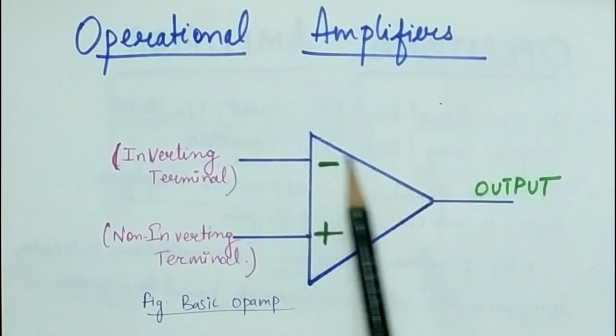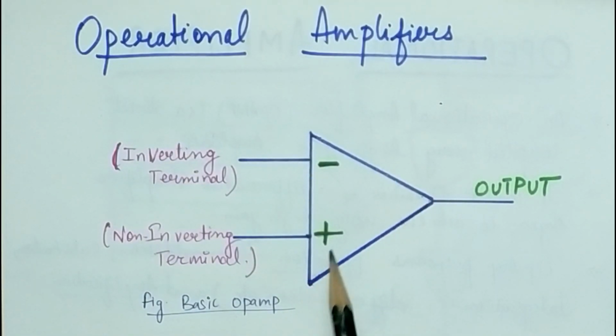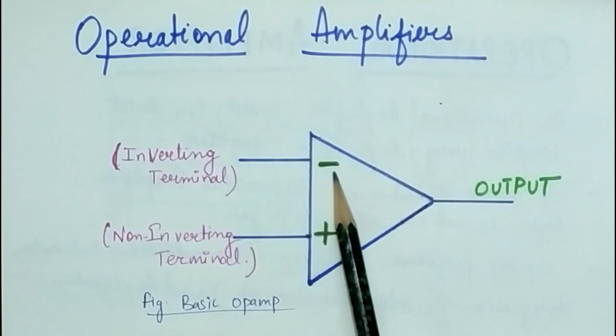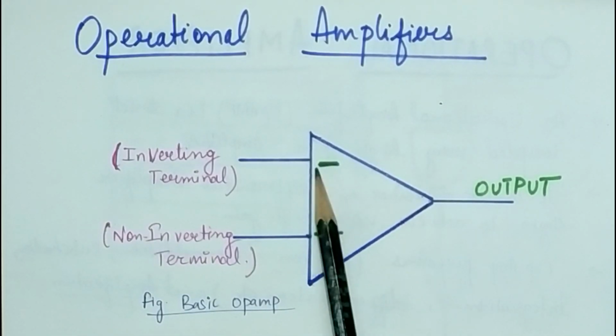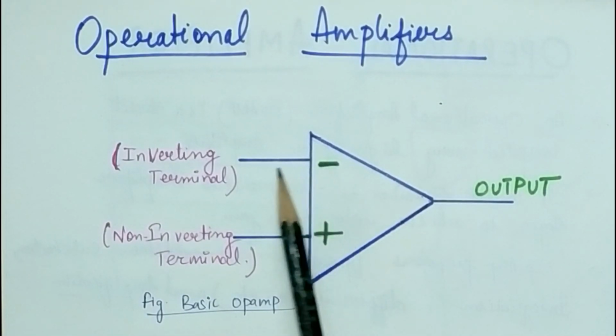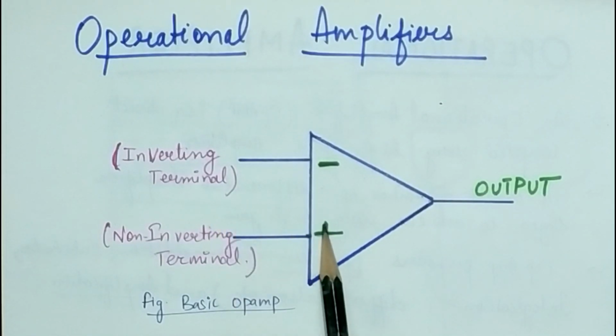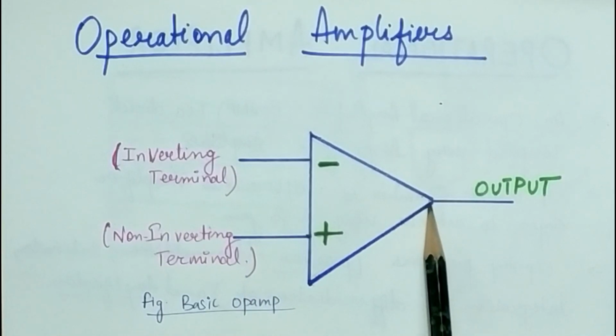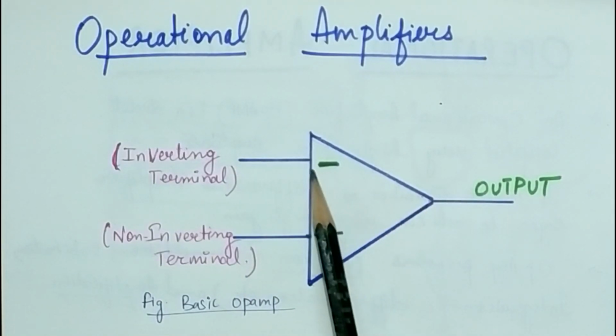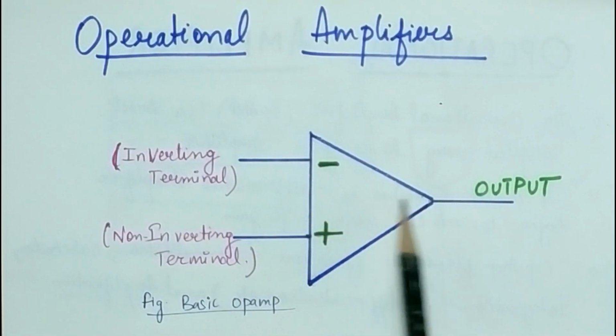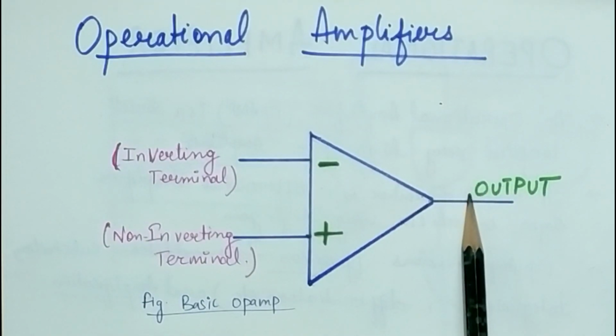So this is a simple diagram of an OPAMP, and an OPAMP has two input terminals. I have written here minus, so this is known as the inverting terminal, and here it is written plus, meaning it is the non-inverting terminal, and it has an output. We give input signals from these terminals and we obtain the output signal from here.